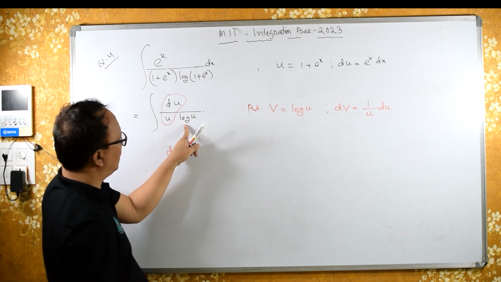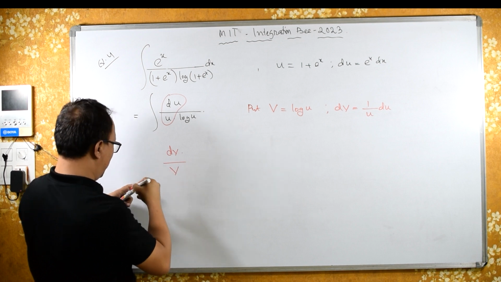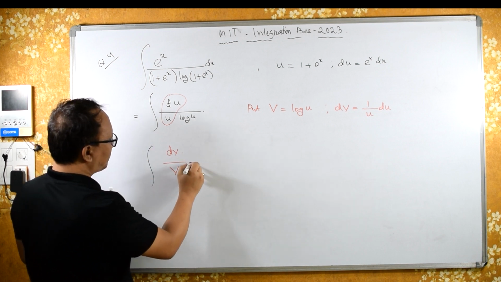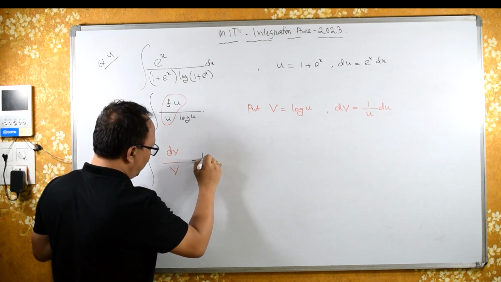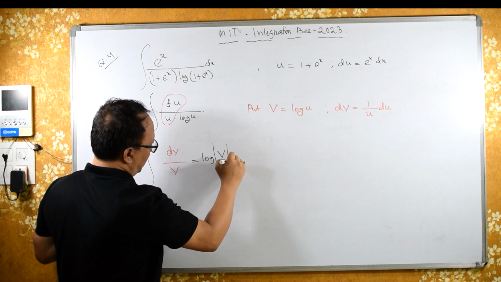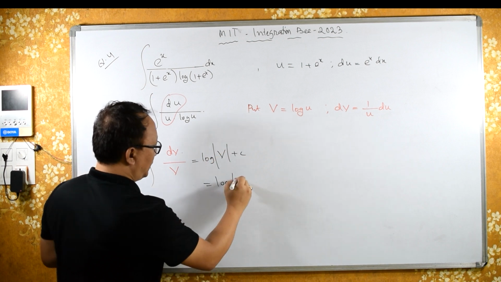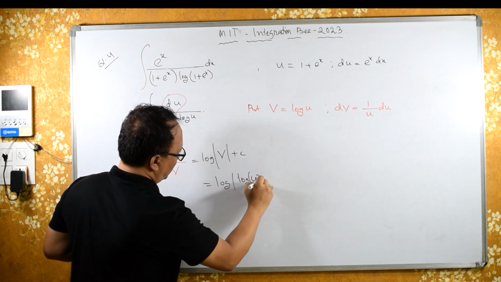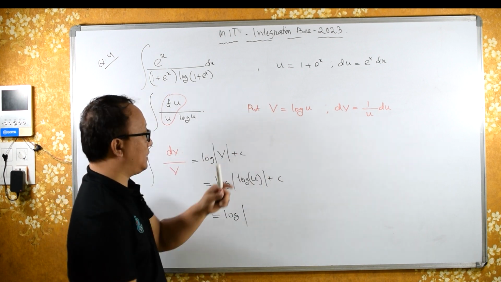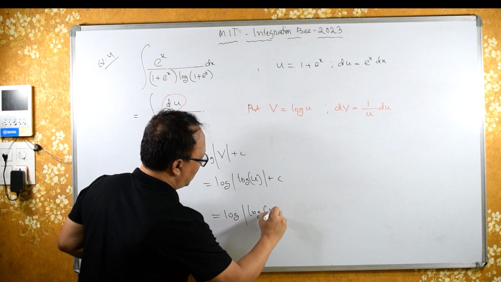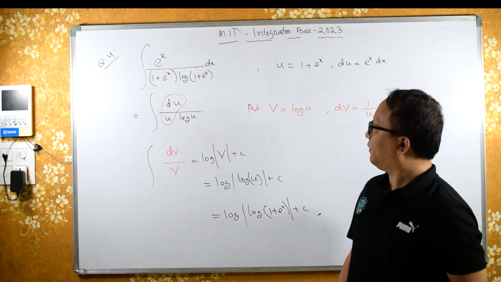And what is log u? It is my v. So it becomes the integral of dv upon v. Now, integral of 1 by v with respect to v is log of v plus c, and what is v? v is log u. So here, log of log u plus c. What is u? u is 1 plus e raised to x. So it is log of log of 1 plus e raised to x plus c. This is the required answer.